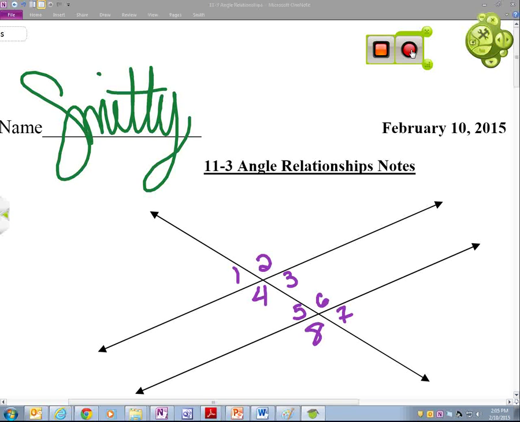Make sure you have your vocab out as we're doing this because we are going to be referring to that quite often. For those of you that were absent yesterday and don't have the vocab, you're going to look on with the person to your left.